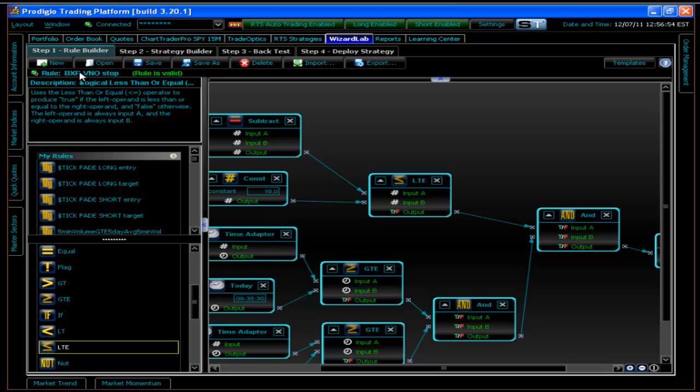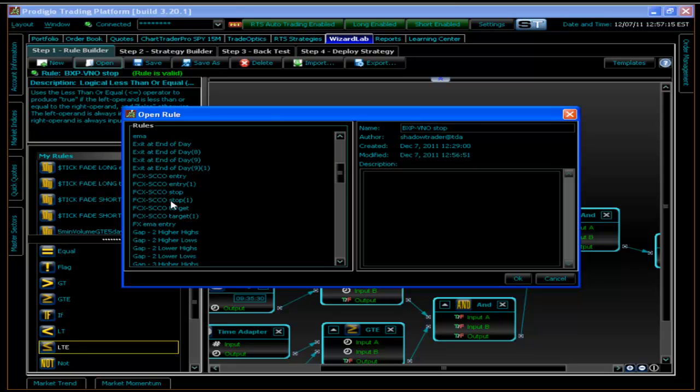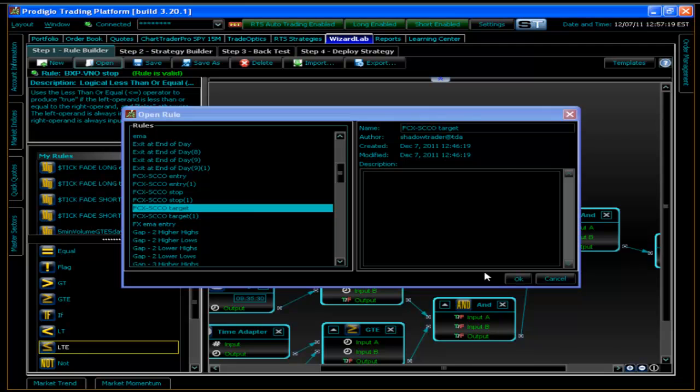I need one more rule. The rule is for the target. Now the target is going to go directly to the mean, fully automated. Prodigio on every 1 minute basis will identify what the simple 10-period moving average on the daily is. No muss, no fuss. You don't need to do any of the work yourself. Let's just open that rule up. Let's go to open, and let's open the FCX SCCO target. Use that one as our example. Boom.